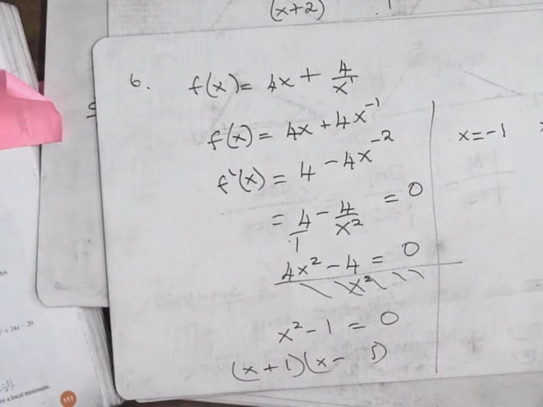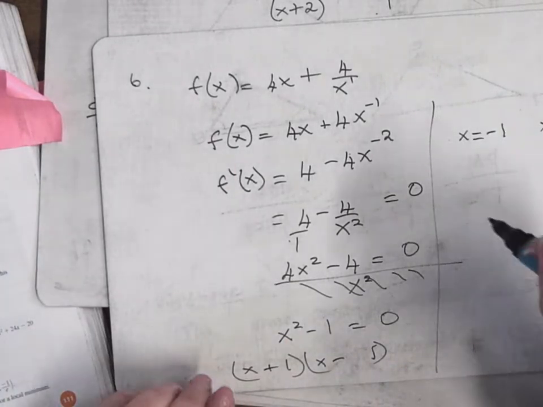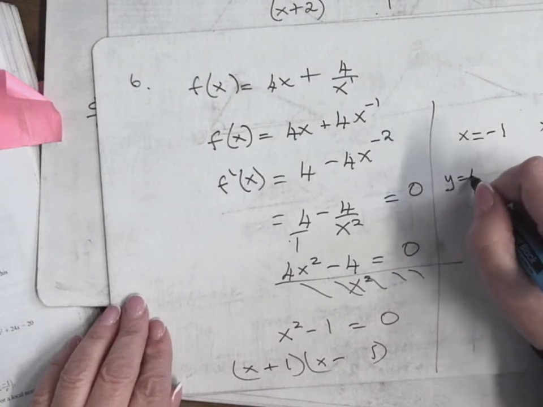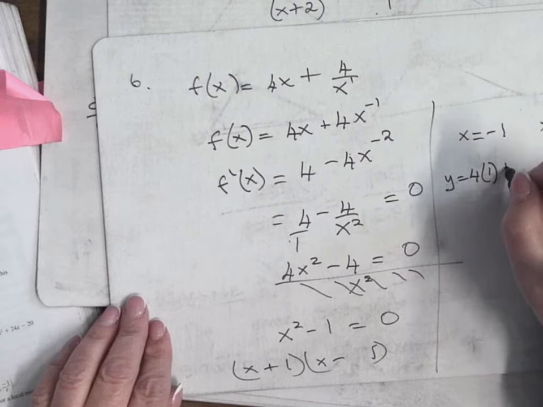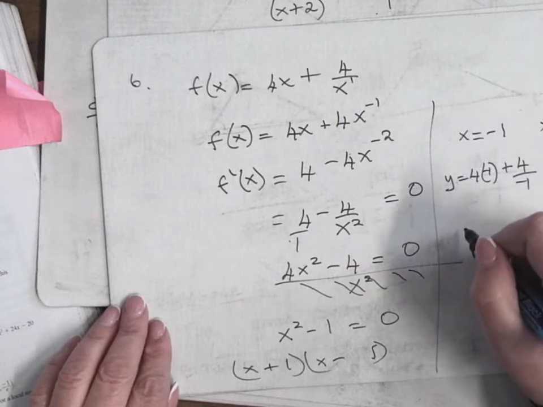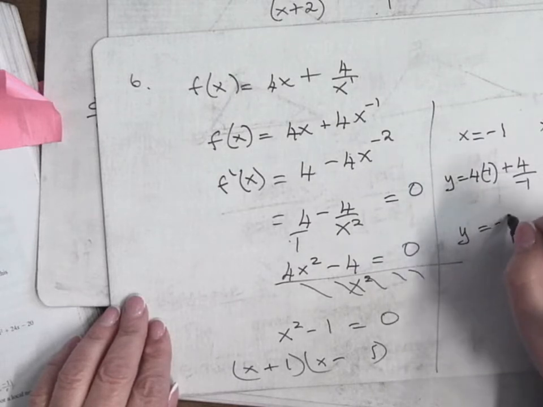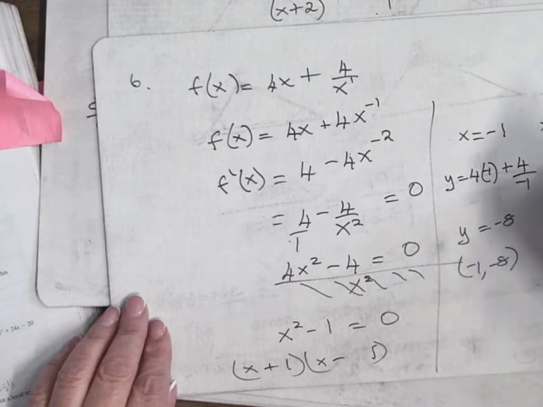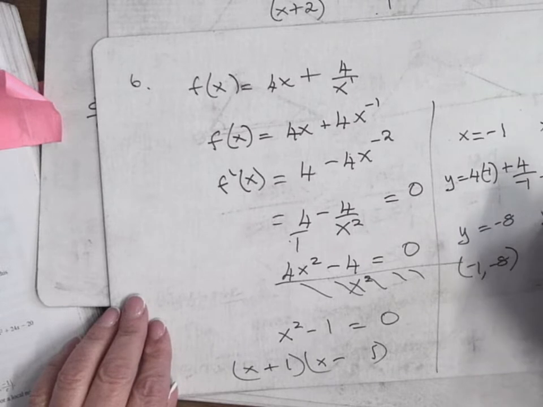Then for each y, I need a matching x, right? Okay, so that means y is equal to 4 times 1 plus, 4 times minus 1 plus 4 all over minus 1. That be minus 4, be minus 8. So that's minus 1, minus 8. And then for the other one, y would be equal to 4 times 1 plus 4 over 1, which would turn out to be y is equal to plus 8.